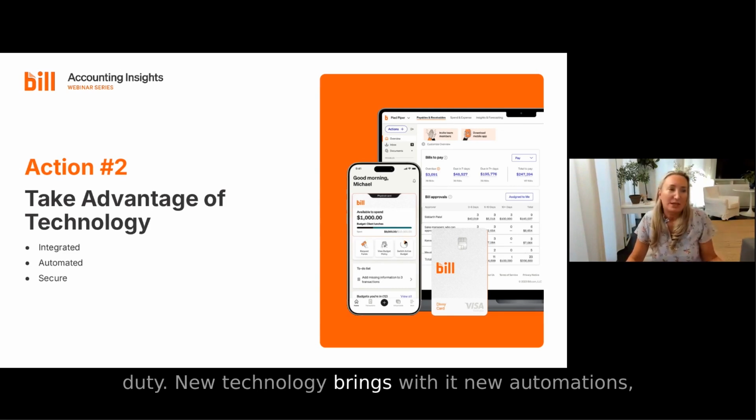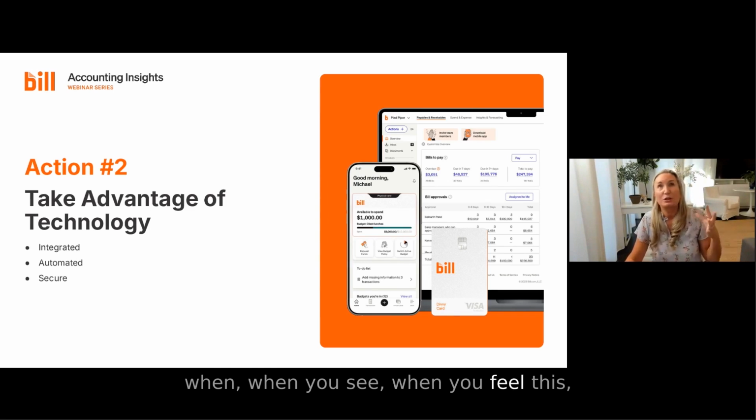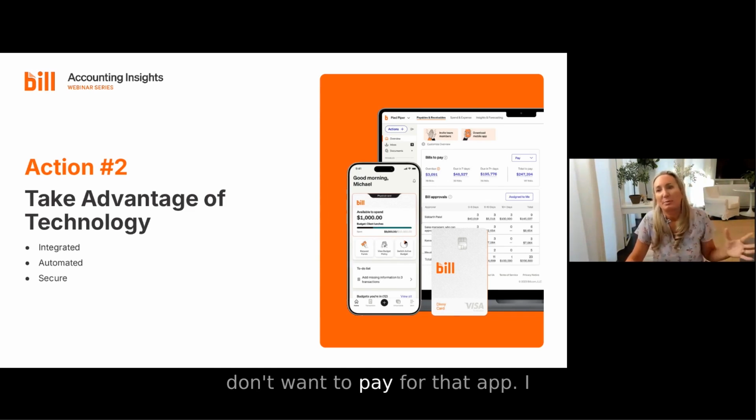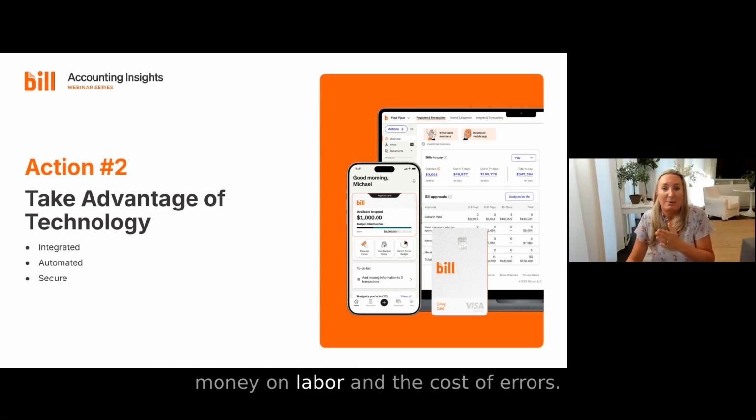New technology brings with it new automations, which save you time and money that was previously spent on the cost of labor. So when you hear people say, oh, I don't want to pay for that app, I have to pay for that too in addition to my GL, you're normally spending that money on labor.